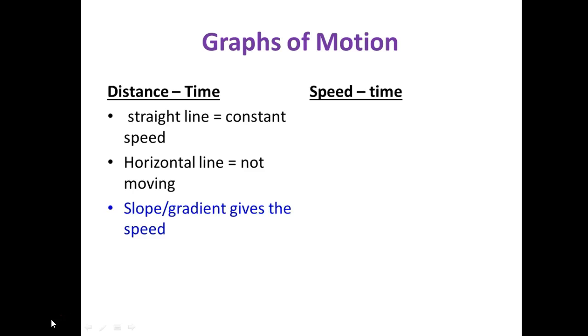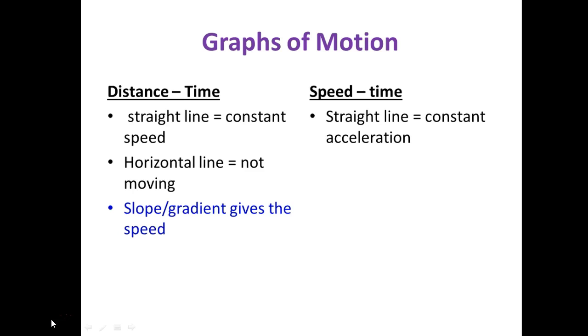The slope or gradient gives you the speed because to calculate the slope we need to take the distance for that section, which is a change in the y values, and divide it by the change in the x values, which is the time. So that gives us the speed.